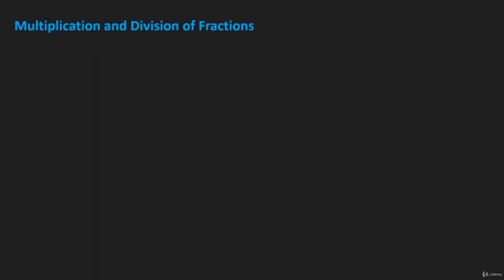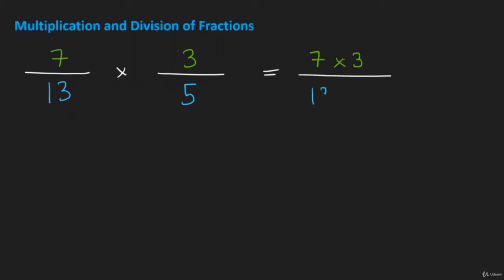Let's discuss multiplication and division of fractions. Say you want to multiply 7 by 13 with 3 by 5. All you need to do is multiply the numerators and you get the numerator, multiply the denominators and you get your denominator. So the answer will have a numerator of 7 into 3, which is 21, and the denominator is 13 into 5, which is 65. So 7 by 13 into 3 by 5 is equal to 21 by 65.